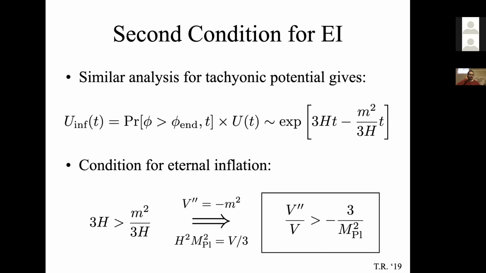A similar analysis can be carried out for the tachyonic potential. Inflation will be eternal if this bound is satisfied. And plugging in, we find that inflation lasts eternally if we have this lower bound on the second derivative of the potential. So in other words, the potential can be tachyonic, V double prime can be negative, but it can't be too negative.